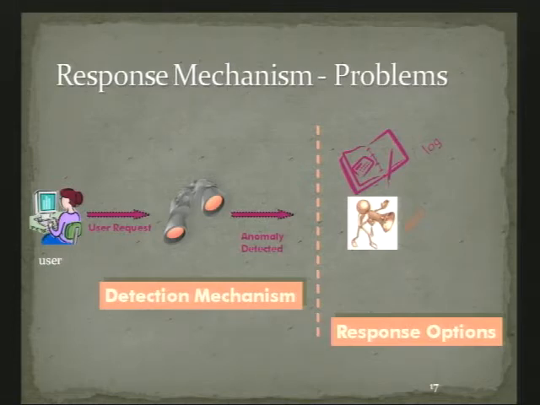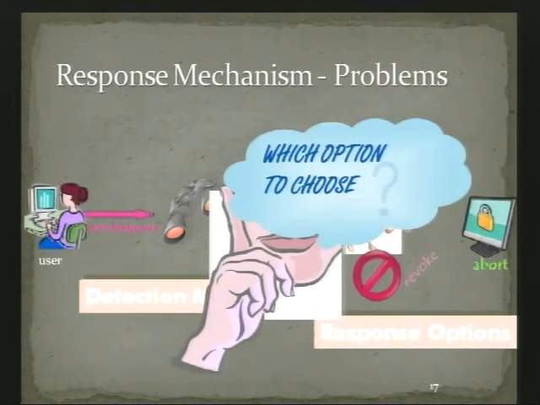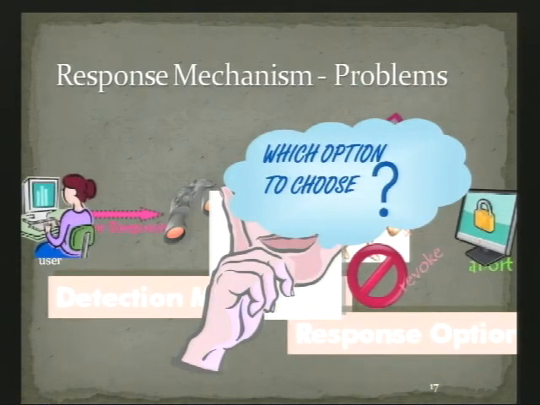I'm not sure if it's that visible, but this particular thing is sending an alert to the administrator. Typically these two are the most popular response actions. Or if you go further in the context of a database system, you can immediately revoke the access of the user. You can abort the current transaction. So the key question is which response option to choose.